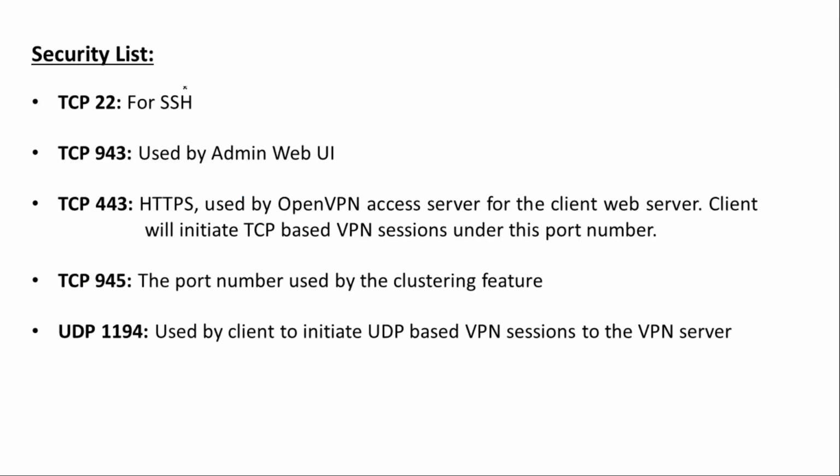These are some ports which we have to open in our security list for OpenVPN: TCP 22 for SSH, TCP 943 for the admin web UI, TCP 443 for HTTPS, TCP 945 for clustering features, and UDP 1194 to initiate UDP-based VPN sessions to the VPN server.